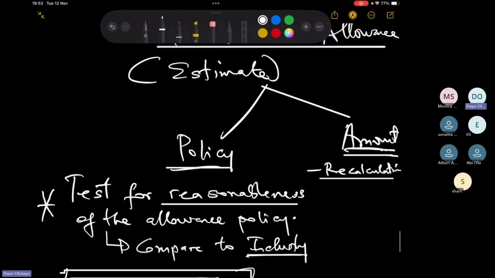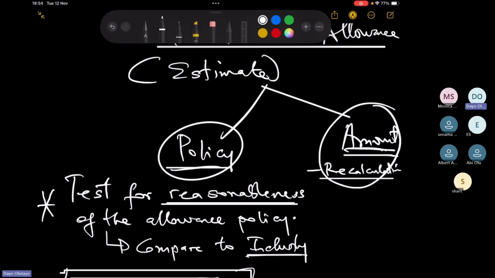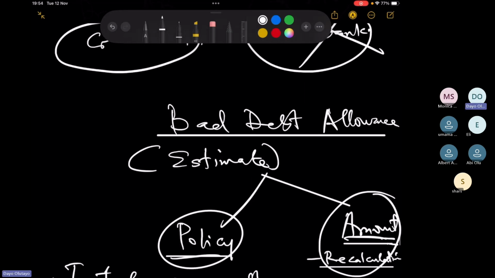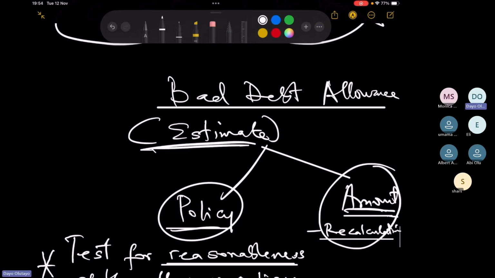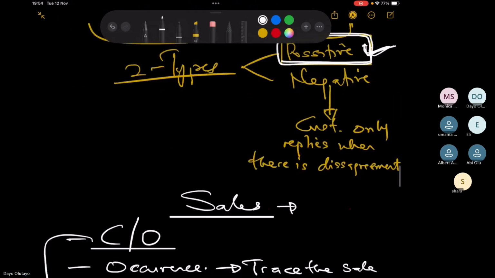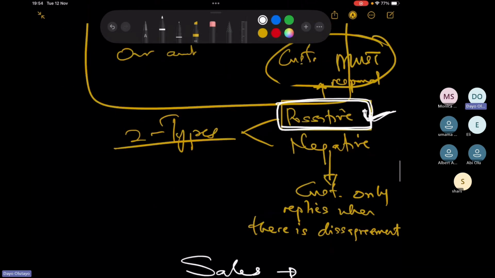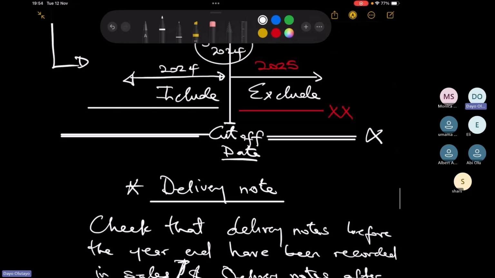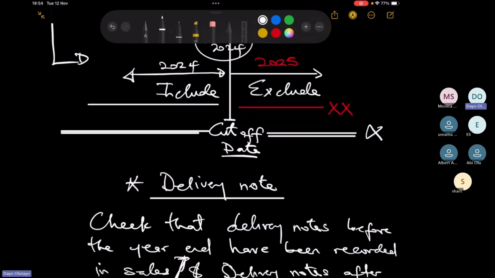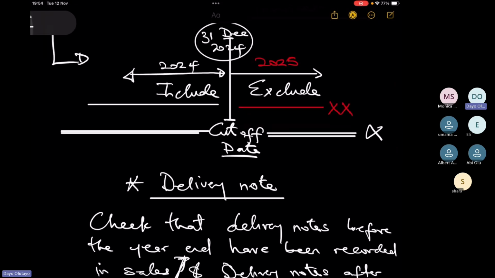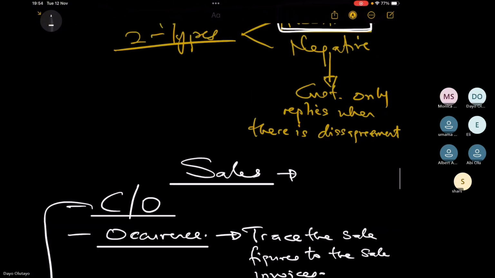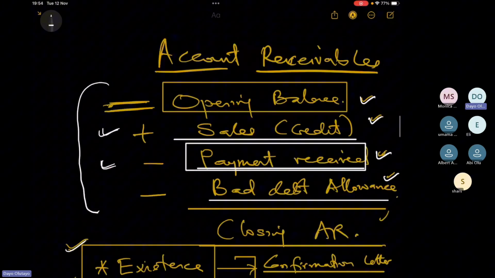So remember, any policy is about policy testing, which is about reasonableness. And after that, you check for the accuracy of the amount. That is how you check for any estimate. It is as simple as that. And that is everything you need to understand on account receivable. I know I've spoken about all the procedures sort of, but I'm not interested in going to solving questions because you have to understand this first. If you don't understand all of this, it will be a struggle.